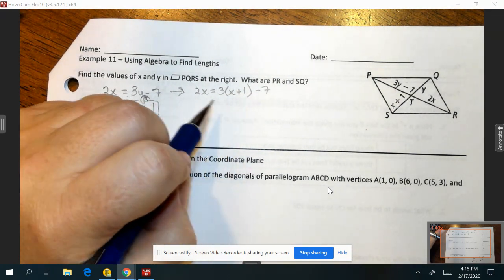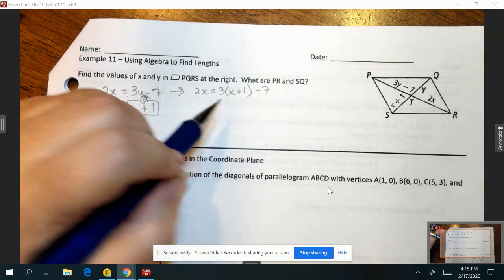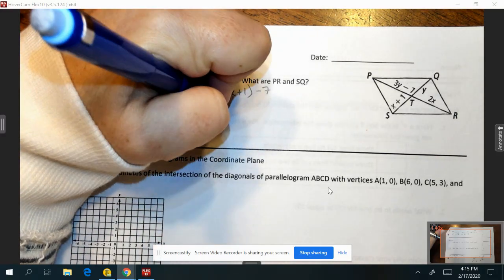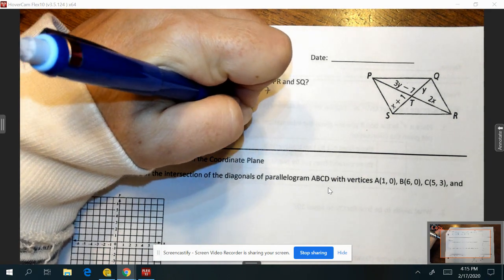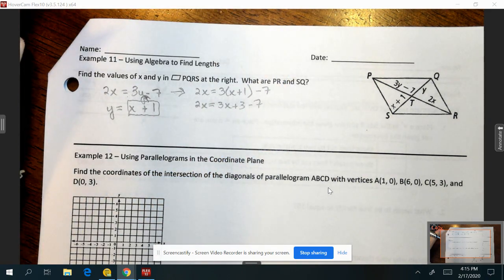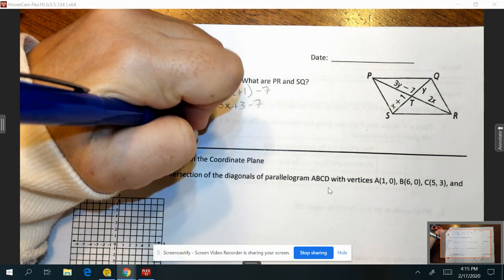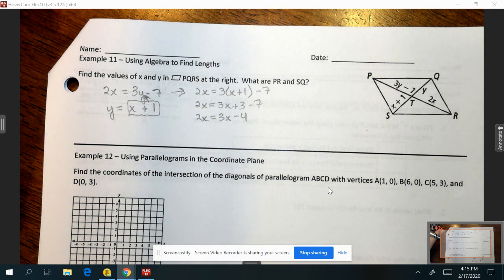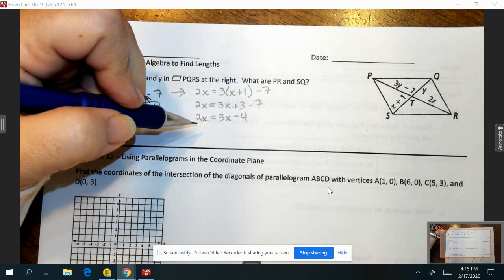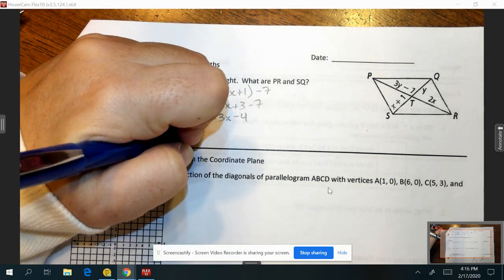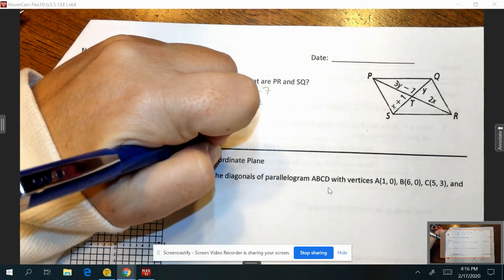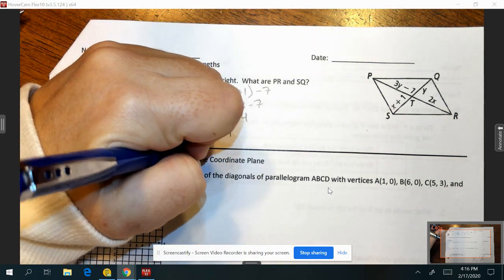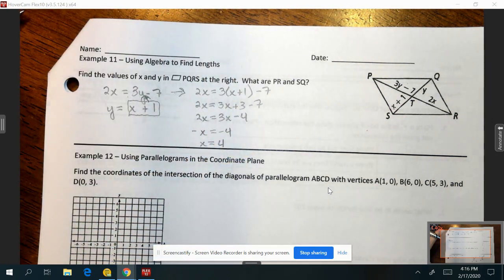Okay, so this is much easier to solve. We only have one variable in it. So we've got 2x, and I need to distribute. So that would be 3x plus 3 minus 7. Then combine like terms. 2x equals 3x minus 4. Then I would subtract 3x from both sides and get negative 1x equals negative 4. And then divide by negative 1, x equals 4.